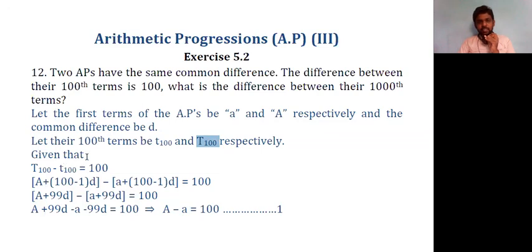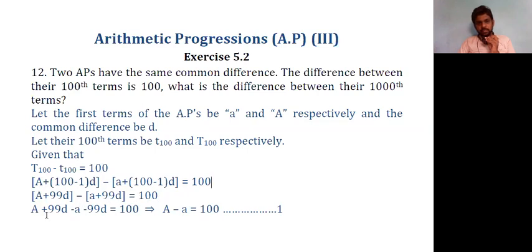Given that the difference between these two terms is 100, so capital T100 minus small t100 is equal to 100. We are considering that capital T100 is greater than small t100. So substituting the known values, we have capital A plus 100 minus 1 into D, A plus n minus 1 into D for this term, minus small a plus 100 minus 1 into D for this term, which is equal to 100. So capital A plus 99D minus small a plus 99D is equal to 100.